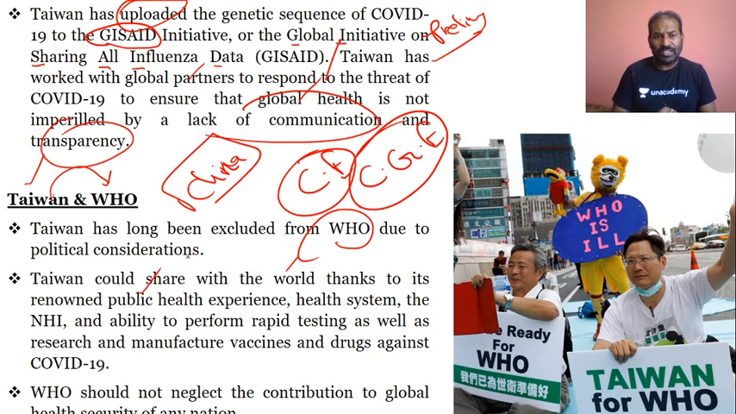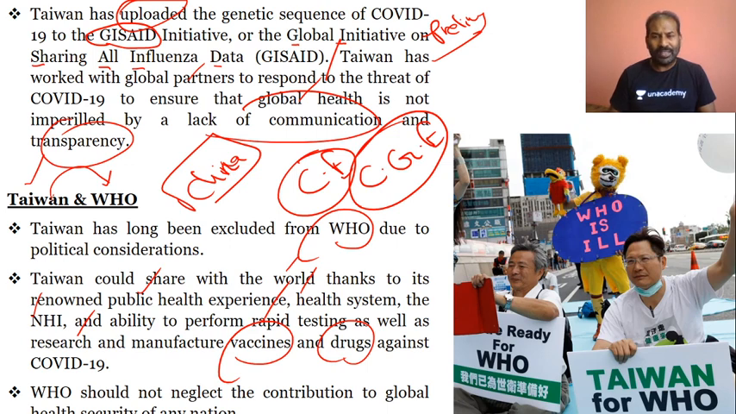It has experience, as I was talking about, from 2003 with SARS. It has improved its public health, its health system and national health information, and also its ability to perform rapid testing. This is very important. That means it has experience in rapid testing and also in research and manufacturing of vaccines. This is the most important: research and manufacturing of drugs and vaccines against COVID-19.